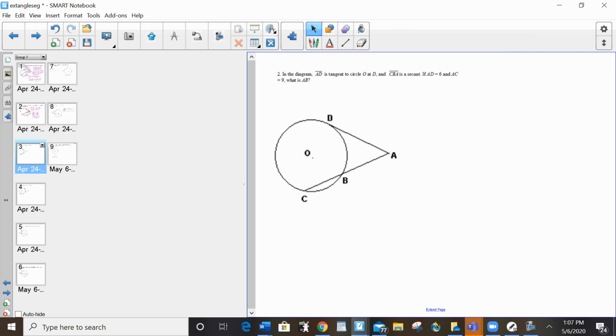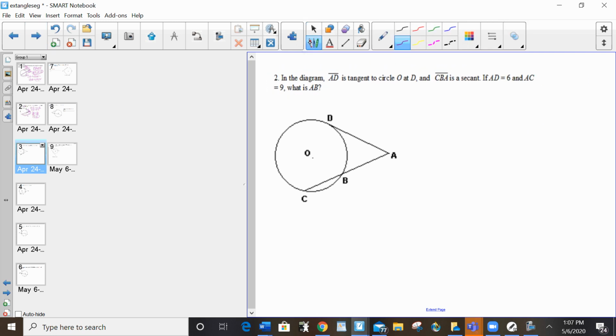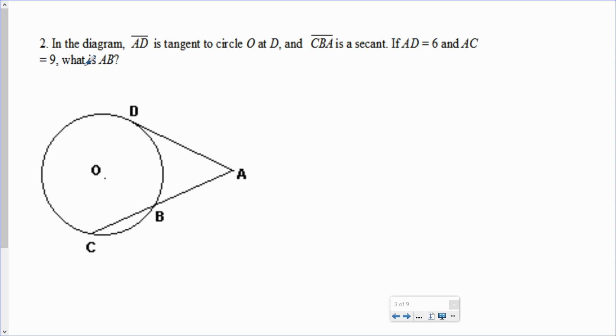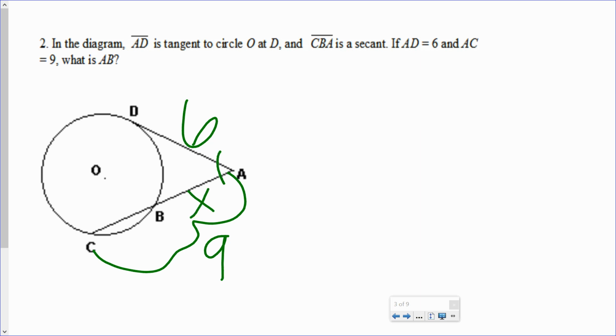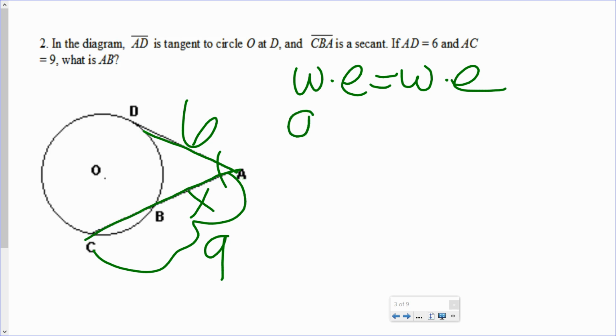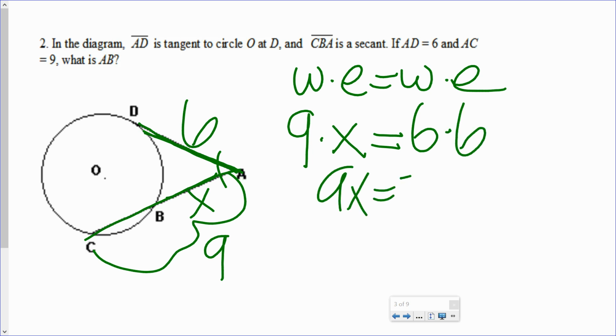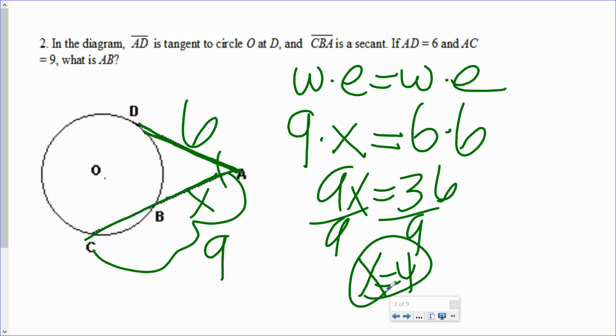Number 2, AD is 6, AC is 9. It's asking for AB. I see an exterior angle. I'm dealing with segments, not arcs and angles. So it's WE. Whole times exterior equals whole times exterior. Let's start with the secant. The secant, the whole is 9. The exterior part is X. The other segment, the whole and the exterior are both 6, since the entire segment is outside. 9x equals 36. I do the algebra, and I get x equals 4.